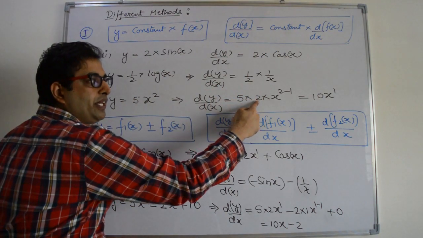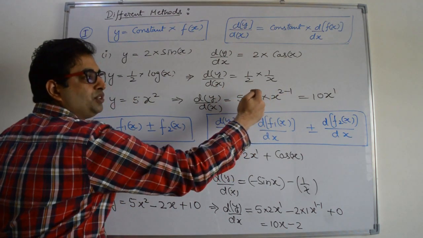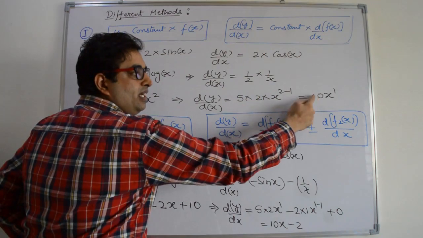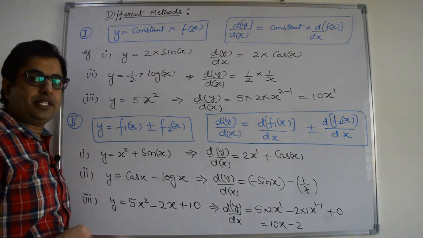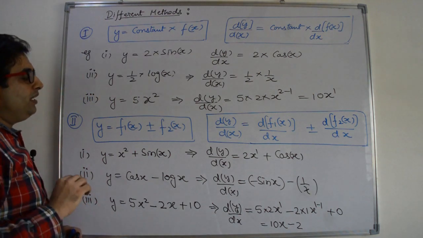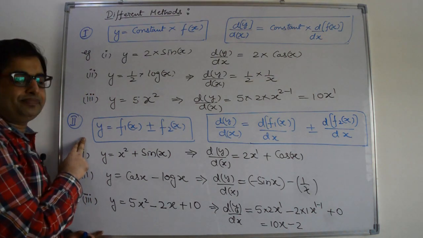Power will come in multiplication and we have to subtract 1. So 5 into 2 becomes 10, and it is x power 1. So the answer is 10x. Got it? Now let us see the second method.